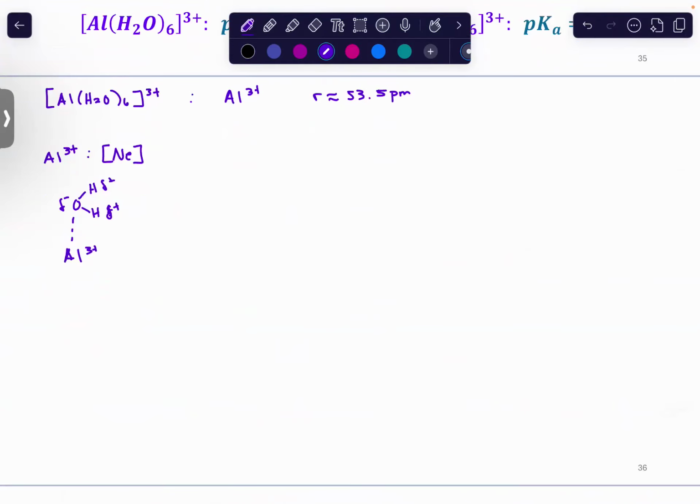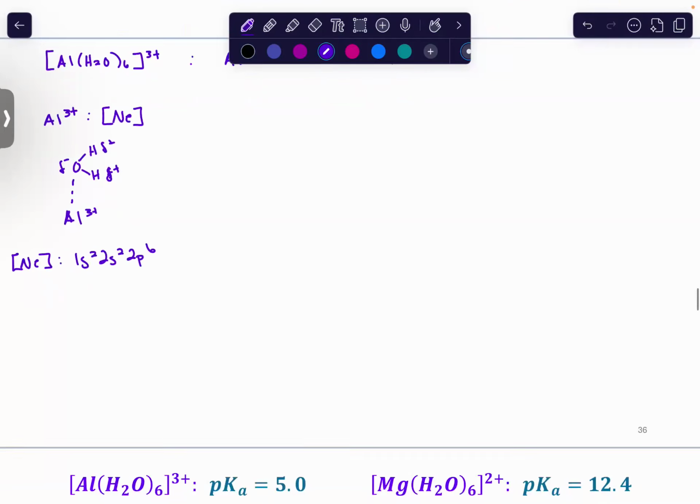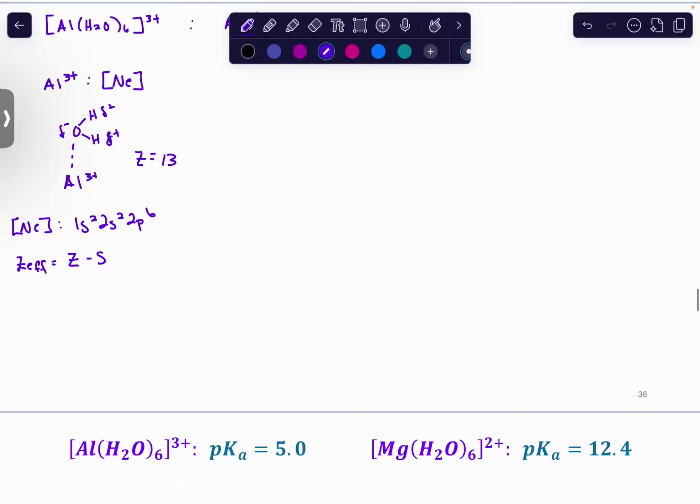So let's look at this neon. Okay, so let's take one of those electrons in the 2p shell. Now, for aluminum, Z is going to be 13. Z effective is Z minus S. We have to figure out S.